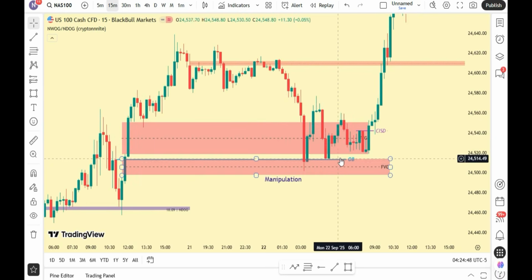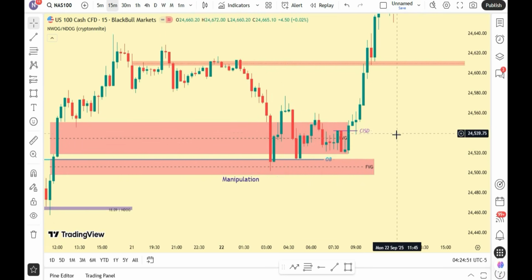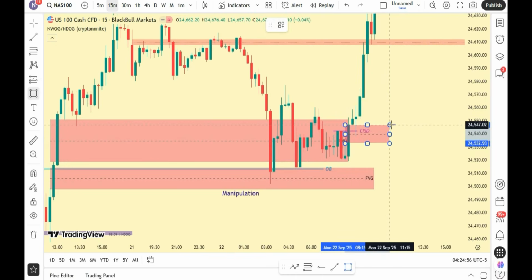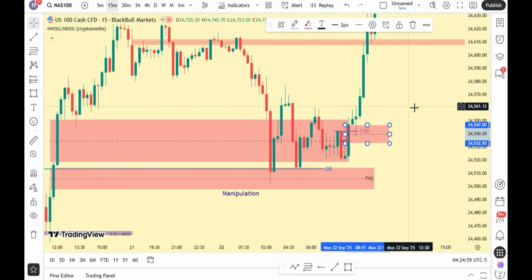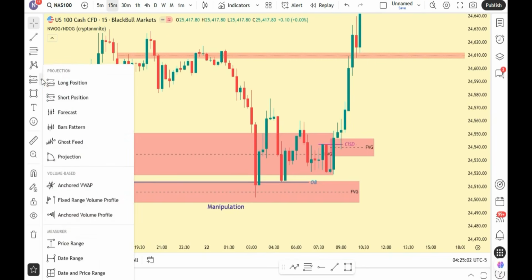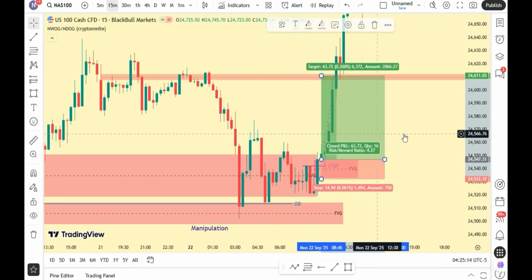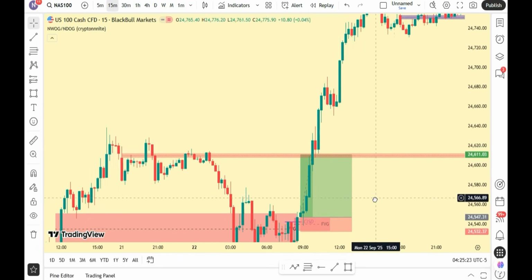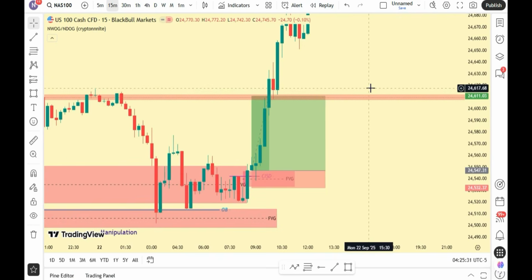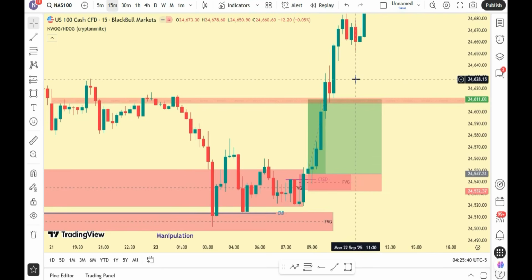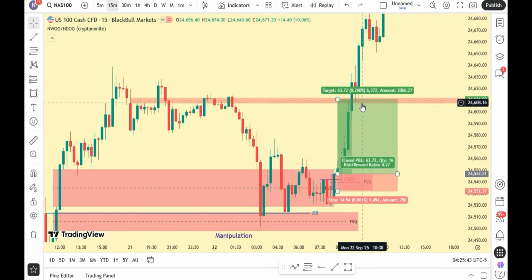The CISD on the 15-minute time frame is also confirmed, and a new FVG has formed under it, which we can use as our entry. We enter on that new FVG with a stop below it, and our target is the NDOG, and we see how beautifully price moved toward it. It even retested it like a support, and then continued higher. This is exactly why so many traders use NDOGs and NWOGs on their charts.